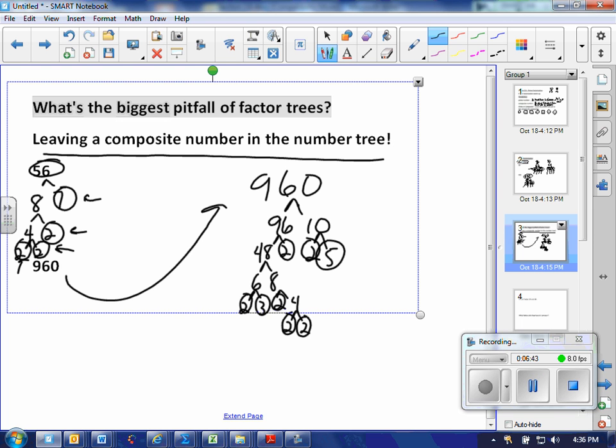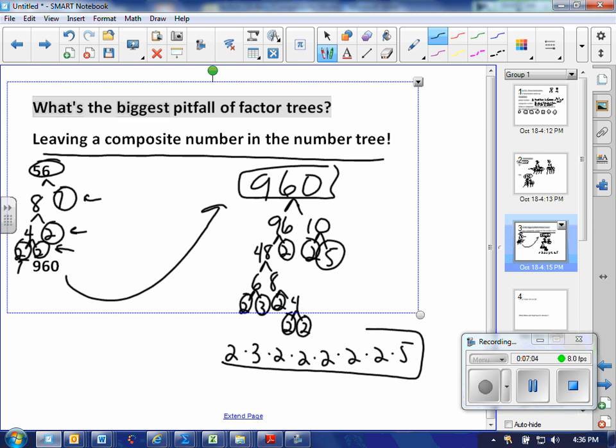So this one's a long one, but I'm going to write this one out. 2 times 3 times 2 times 2 times 2 times 2 times 2 times 5. If I multiplied all of the prime factors of 960, I would get, obviously, 960. So this multiplied all together are the prime factors of 960.